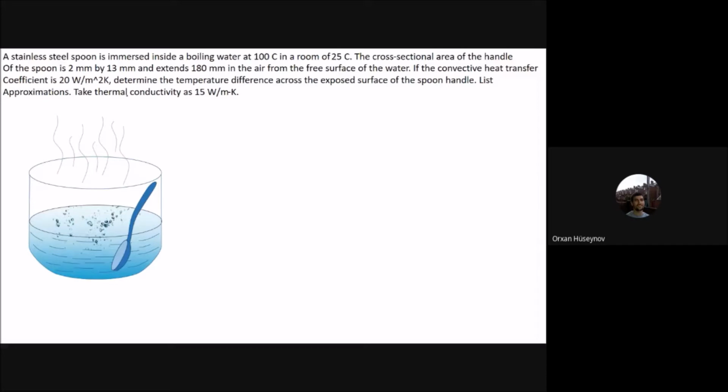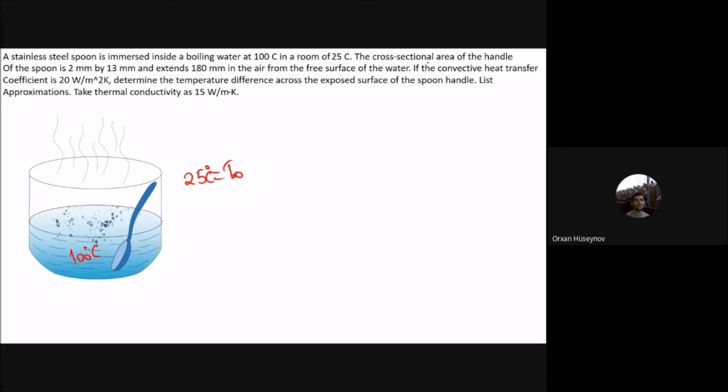So we have a stainless steel spoon inside the water, and the water is 100 degrees Celsius. It is given here that it boils, and the temperature is 100 degrees Celsius. And the room temperature is 25 degrees Celsius. This is inside a room where the temperature is 25 degrees Celsius.